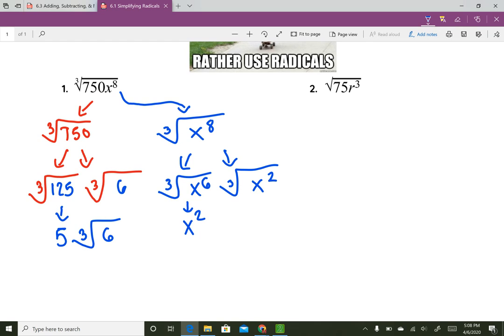So notice how the index, this thing right here, is 3, and my exponent right here is 2. So I can't simplify that at all, so we just leave it.